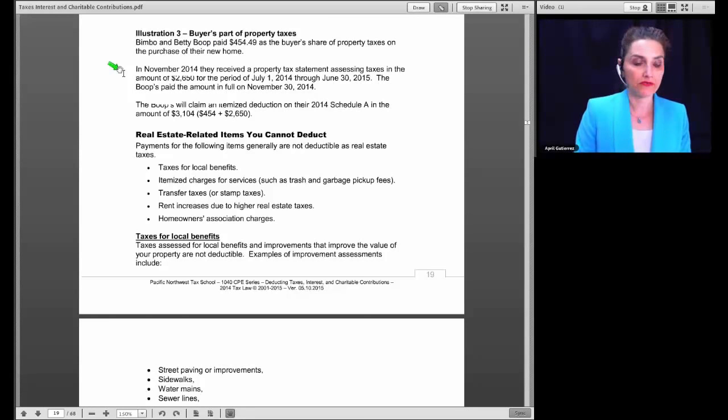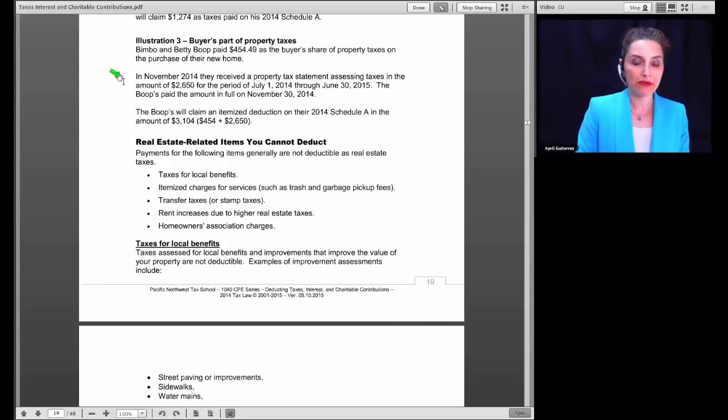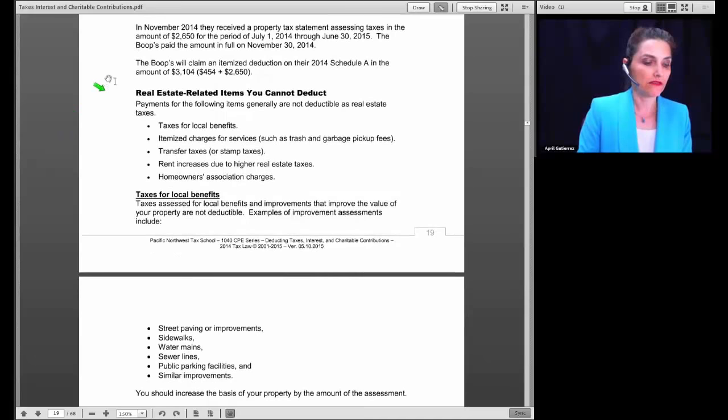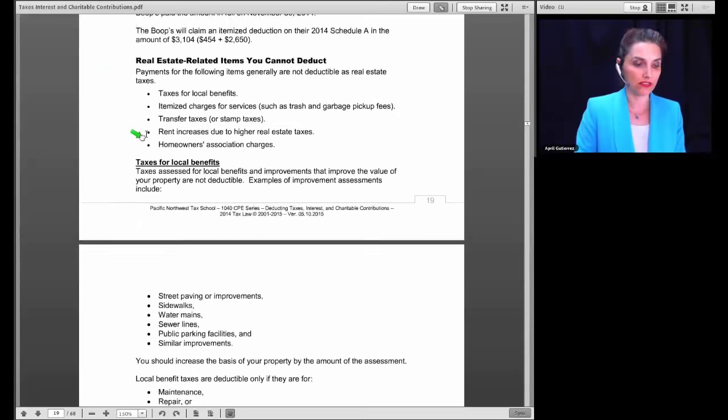So let's just suppose she's living in the house, she made that proration amount at close, and a few months later, it's November 2014, and she gets the annual property tax statement in the mail, and that property tax statement says that the assessment for the 2014 through 15 year is $2,650, and she pays it in full on November 30th of the year. Her deduction that she will be allowed to claim on Schedule A is going to be the full $2,650 that she paid in November plus the amount that she paid at close. So she's going to pull $454 from the settlement statement. She's going to add that to the $2,650 that she mailed in November, and that's going to leave her with a total deduction that she can claim on Schedule A in the amount of $3,104.